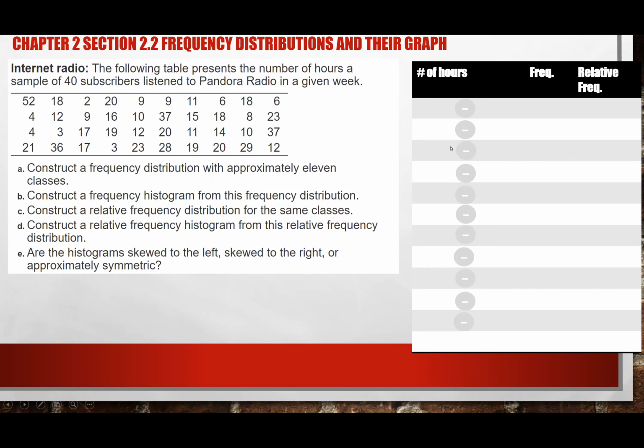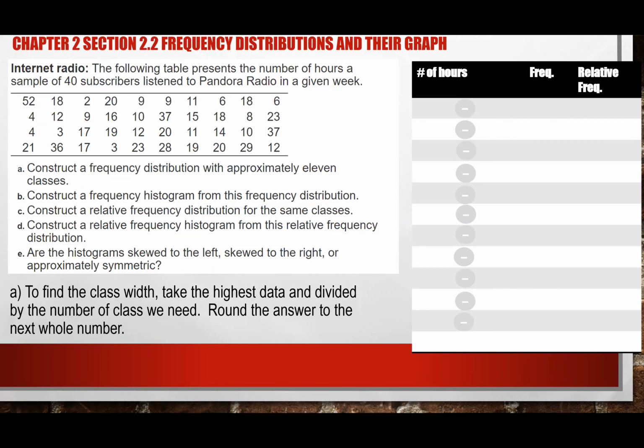So if you construct 11 classes, the first thing we need to do is find the class width. To find the class width, ladies and gentlemen, you look at your data, scan through your data, take the highest data value, and divide it by the number of classes you want. In this case, they want 11 classes. My highest data is 52. I take 52 and divide it by the total number of classes that I need, which is 11.